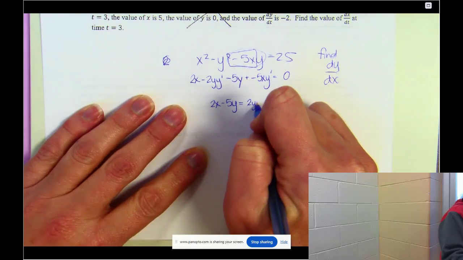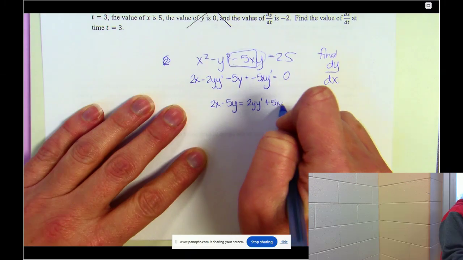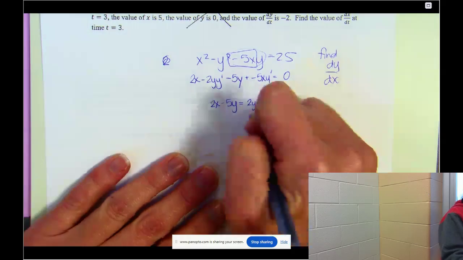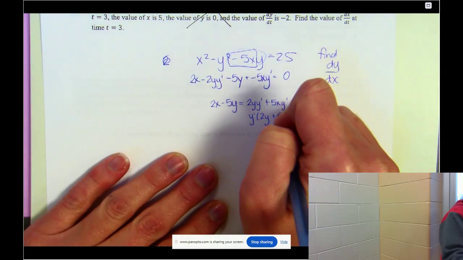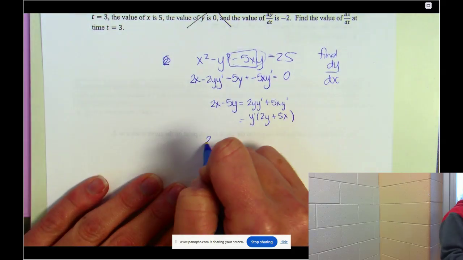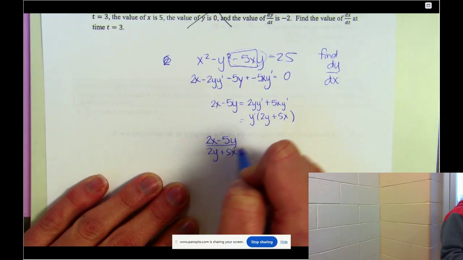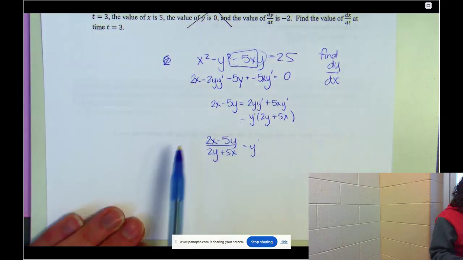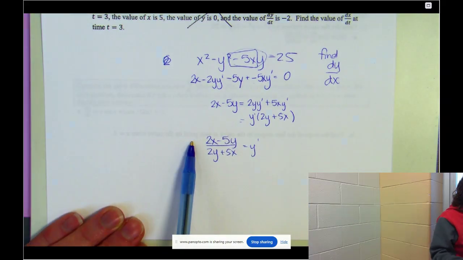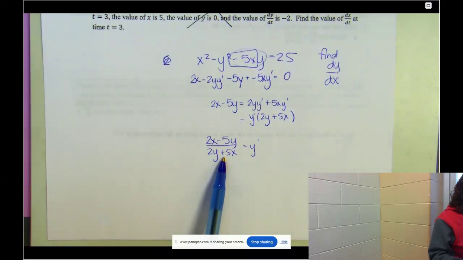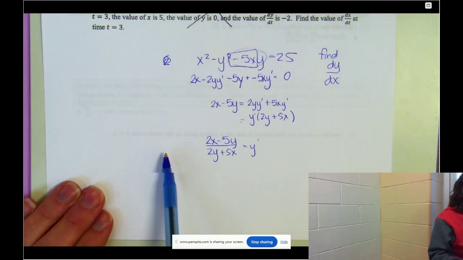So 2y prime plus 5x y prime. At this point, you pull out the y prime. Sorry, you don't divide by y prime. So then you should have 2x minus 5y over 2y plus 5x. Now, if you moved your other things, you can have the exact opposite of this. So maybe you have negative 2x plus 5y over negative 2y minus 5x. Totally fine. Yep, totally fine. You could, but you don't have to.